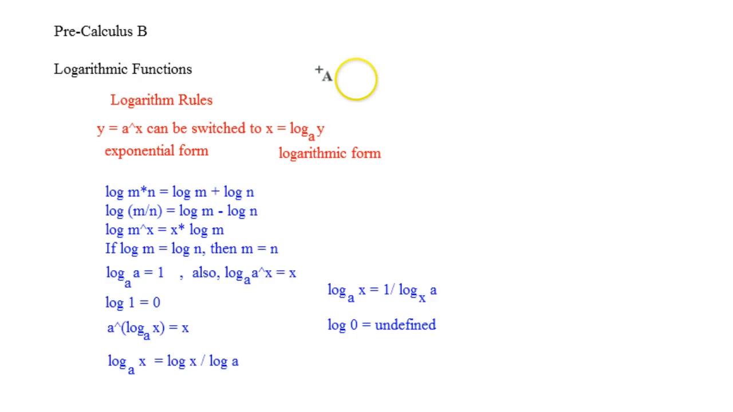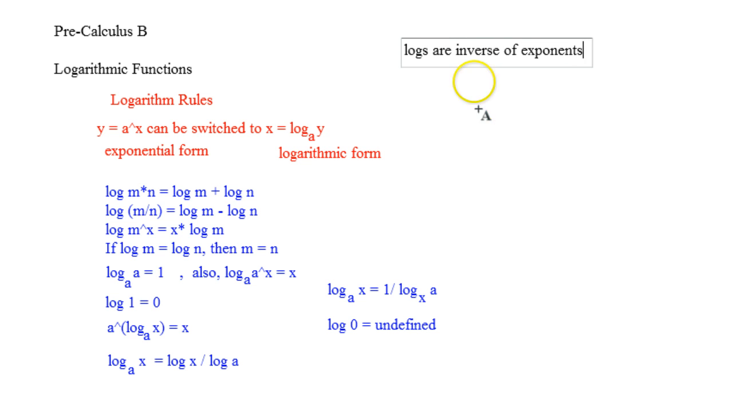Alright, today we'll be talking about logarithms. Logarithms are basically inverse operations of exponents. You have learned this already in Algebra 2. So, logarithm rules: y equals a to the x can be switched to x equals log base a of y. This is exponential form on the left, and this is logarithmic form on the right.